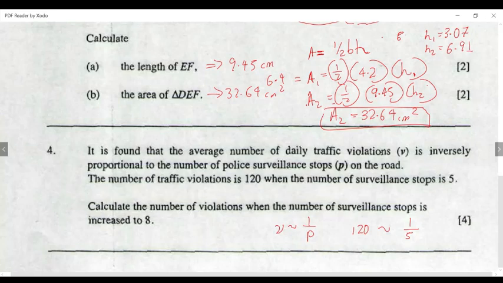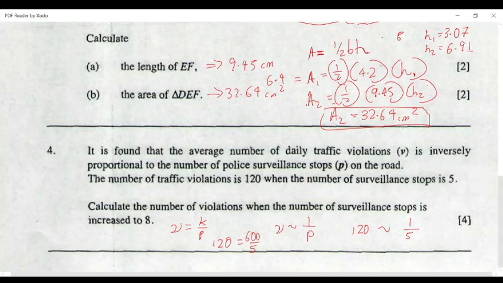So if you recall, when you're doing inversely proportional, you know that V is equal to K over P. Therefore, we just have to find what K is in this case. So we know that V is 120 in this case, divided by 5. So then that means that K is equal to 600.